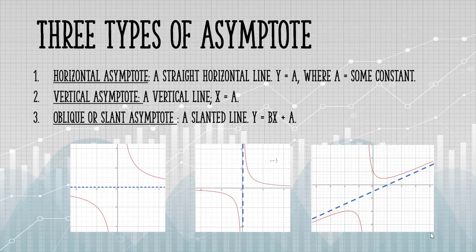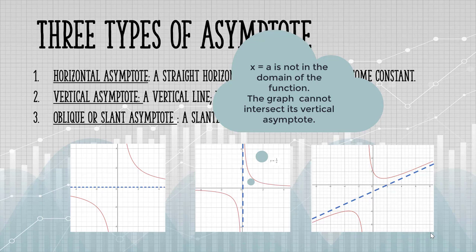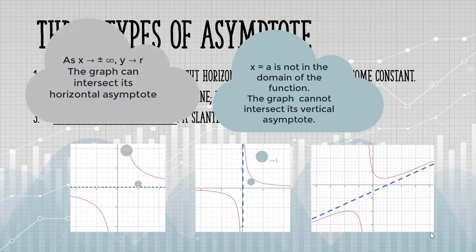A function can have any number of vertical asymptotes, even an infinite number. However, it can only have two horizontal asymptotes at most. Functions don't cross their vertical asymptotes, but they may cross their horizontal asymptotes.